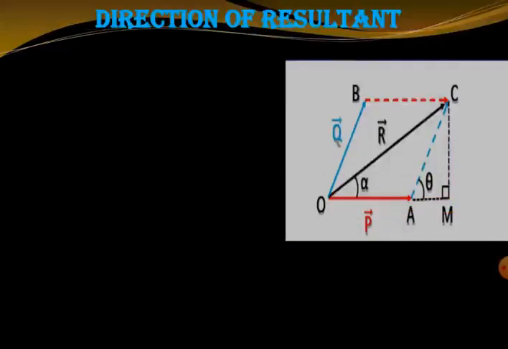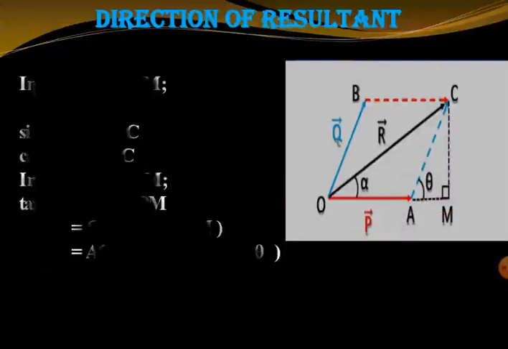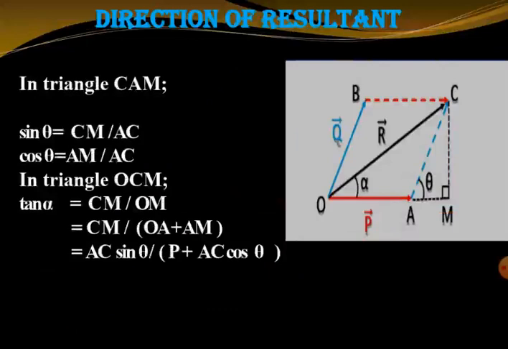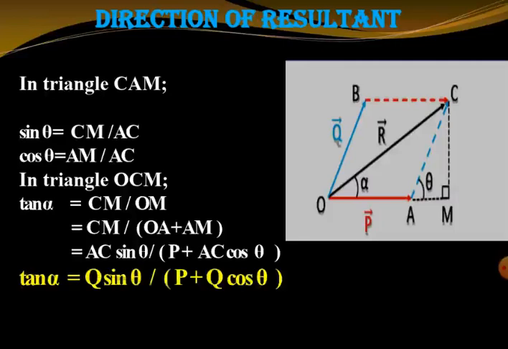It will be seen here in the next slide. See here, if you take the tangent inverse of the last expression, it can be written this way. Alpha is equal to tangent inverse of Q sine theta divided by P plus Q cosine of theta.